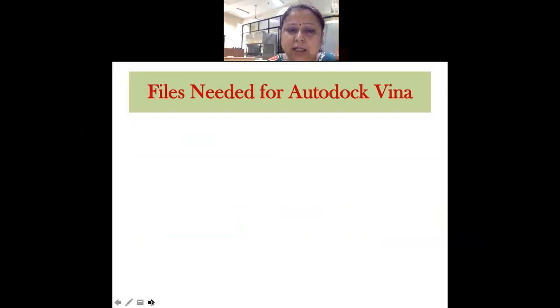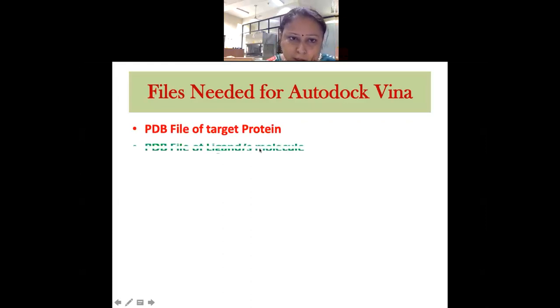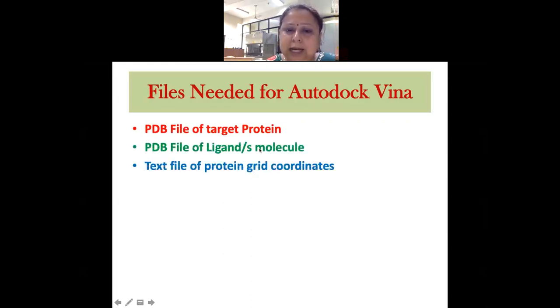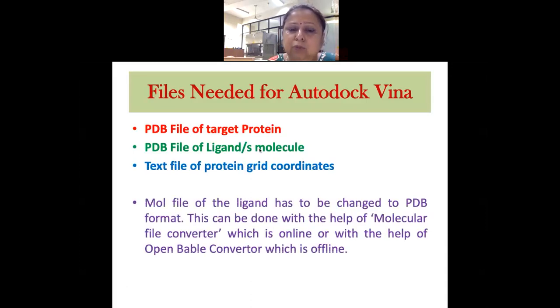What are the files needed for AutoDock? PDB file of the target protein, PDB file of the ligand molecule, text file of protein grid coordinates. Mol file of the ligand has to be changed to PDB format. This can be done with the help of a molecular file converter, which is online, or with the help of the Open Babel converter, which is offline.